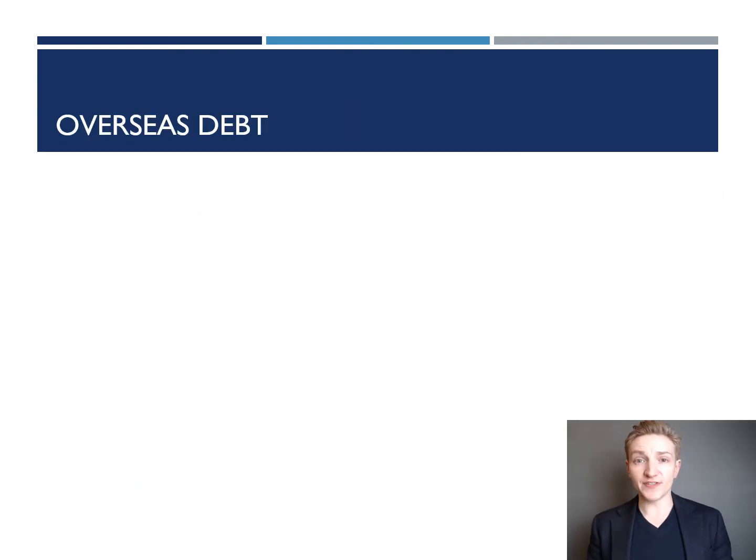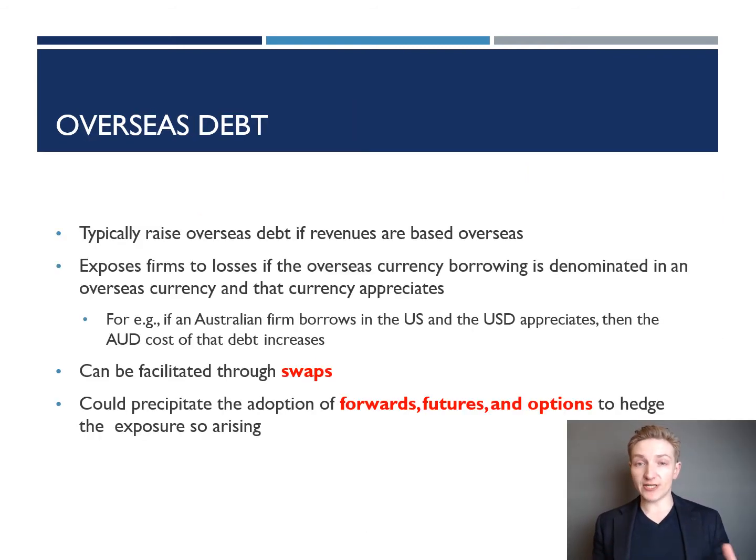Now, our next one is overseas debt. Overseas debt would typically arise when you're raising money overseas. It's based generally on your revenues being based overseas as well, and you're trying to match up the location of your revenues with the location of your liabilities, so you can engage in some form of exposure netting, which is going to be a way of hedging foreign currency risk.